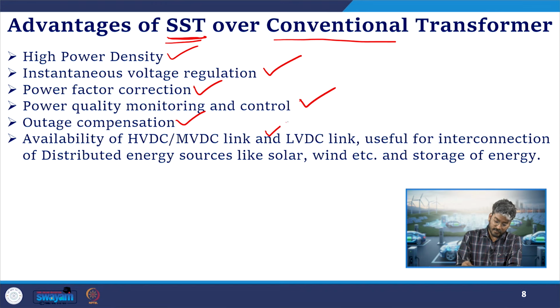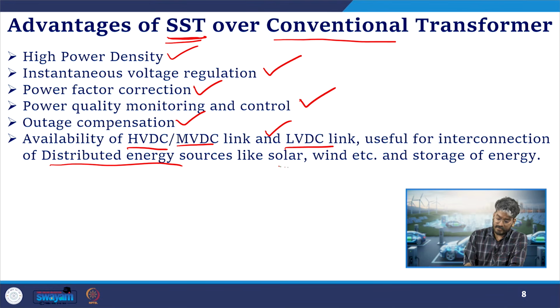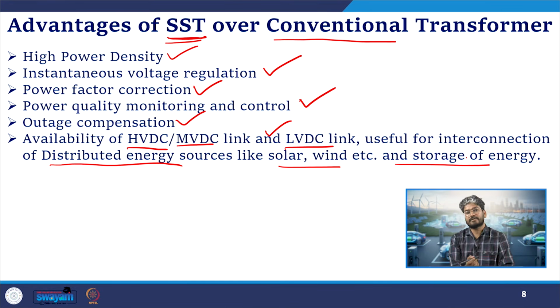Now availability. When we go into the architecture, we will see that it will have various stages of conversion, and we will have two buses. One will be at a higher voltage, maybe in the medium voltage or high voltage range, based on the application where we are designing the SST, and the other one will be the low voltage DC link. So this low voltage and high voltage DC link can be used to interface your renewable energy sources like solar and wind, and we can have storage, we can have electric vehicles also at the DC buses.